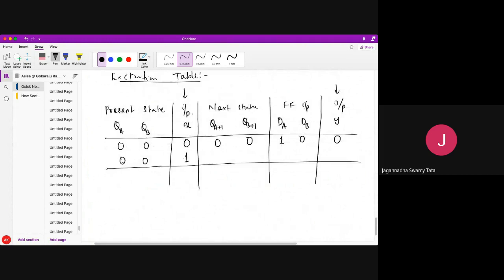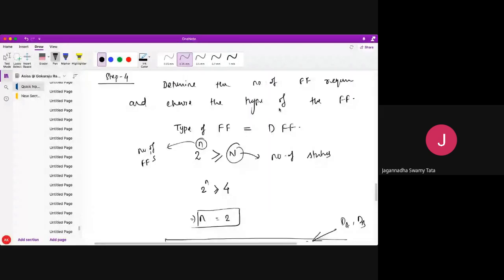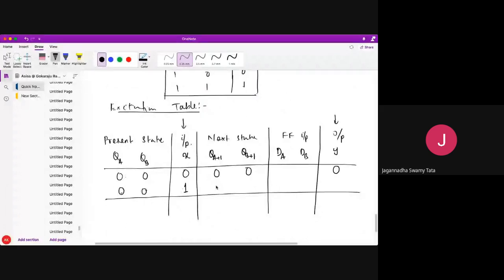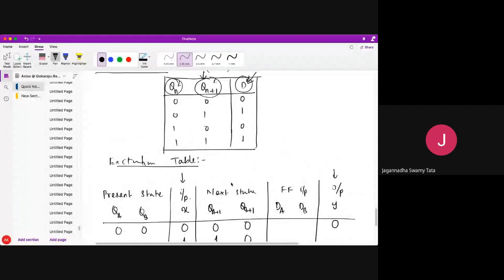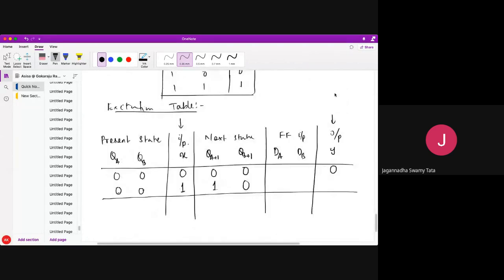Now, for present state 0 0 and input 1, sorry, I made a mistake here. I have to calculate DA and DB. Okay, for present state 0 0, input is 1. What is my next state? My next state is 1 0. That I am going to write down here, 1 0. Now tell me, what are my DA and DB? How does a D flip-flop behave? Whatever Q(n plus 1) is, it is equal to D. Whatever the next state, the same will be D. Then you can write down here: what is the next state here? 0 0, that will be my D.